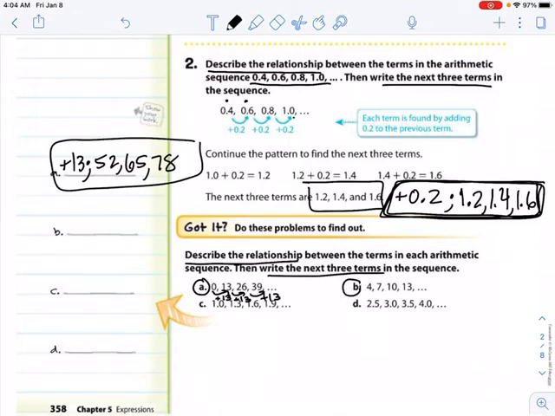Okay, next up, let's go to B. So we're looking, how do we get from 4 to 7? So it's getting bigger, so that's a plus, and it's getting bigger by 3. So plus 3 would be the relationship.